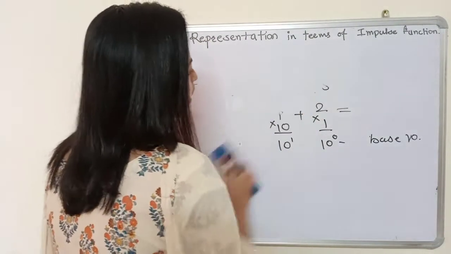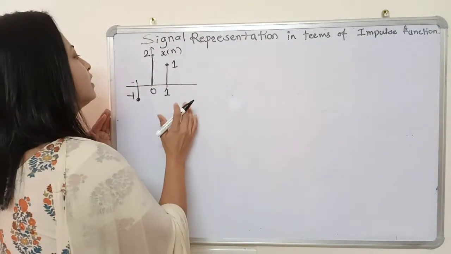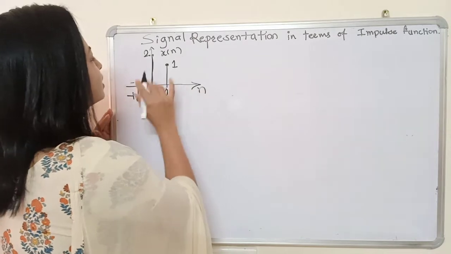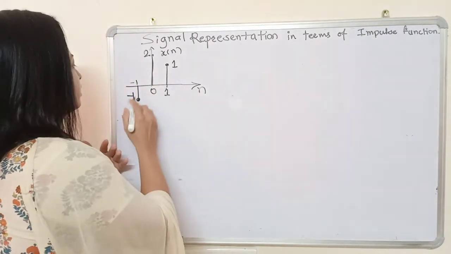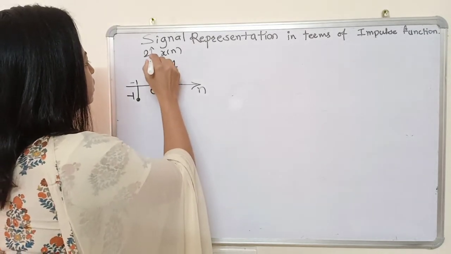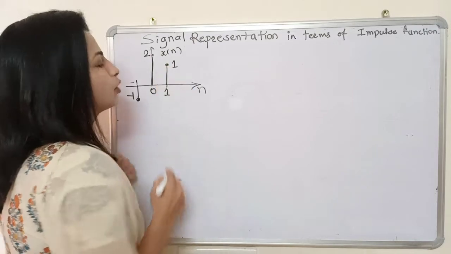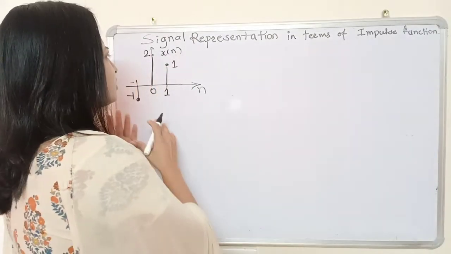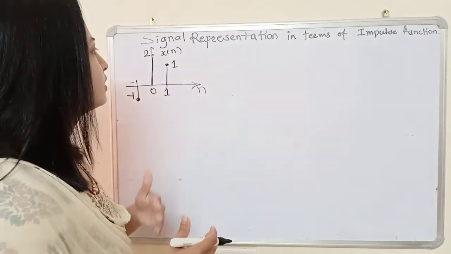Let us see how we can represent a signal like this. I have taken a very basic signal which has only 3 samples. Say at -1 the amplitude is -1, at 0 its amplitude is 2, and at 1 its amplitude is 1. The signal can be any signal; we are just taking this signal as an example.